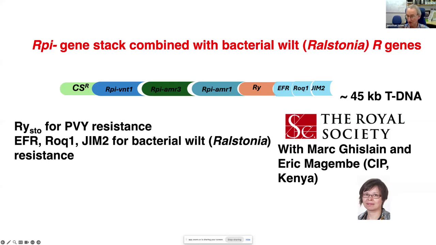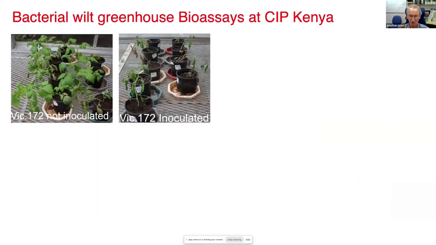ROQ1 detects a very conserved effector in bacteria: RipB in Ralstonia, XopQ from Xanthomonas, HopQ1 in DC3000 in Pseudomonas. And GMI2 recognizes PopP2, what was known as PopP1, from Ralstonia via ZAR1. So we thought if we put these 3 together, we'd have PTI plus ETI for Ralstonia resistance. This is the Royal Society funded collaboration with Mark Gijzen and Eric McGenby in Kenya. And so here's the control.